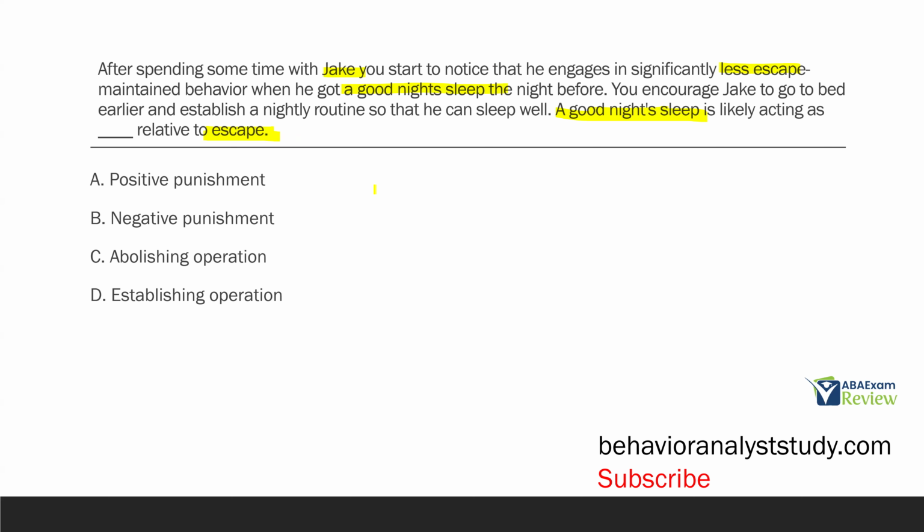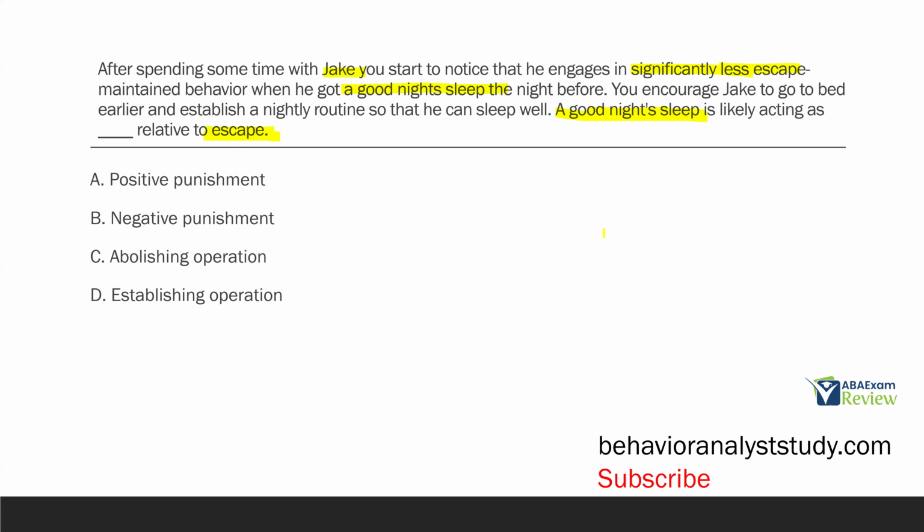A, positive punishment. Well, the good night's sleep is going to be the antecedent to less escape. It's not going to punish the escape behavior because the sleep is not a consequence. So it can't be A or B. It's not positive or negative punishment. Although escape is decreasing, it doesn't necessarily mean it's being punished, because the good night's sleep is coming before the less escape. The good night's sleep is an antecedent.